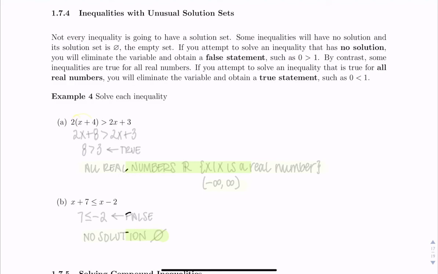We're going to solve these the exact same way. So let's distribute the 2. So I have 2x plus 8 is greater than 2x plus 3. Well, subtracting 2x from both sides, they end up canceling and we just get 8 is greater than 3. Now, is this a true statement? I sure hope so. So this means that our solution set is all real numbers.